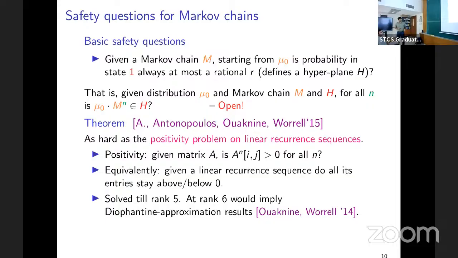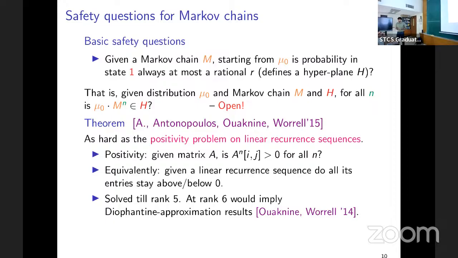And how hard is it? Well, till now, the best known solution for the positivity problem is for matrices of rank 5, and it was shown in 2014 by Ouaknine and Worrell that if you could solve this problem precisely at rank 6, some Diophantine approximation results, which can be seen as 300-year-old open problems, will get solved. So basically, we don't know the status of these problems. These are really hard problems.